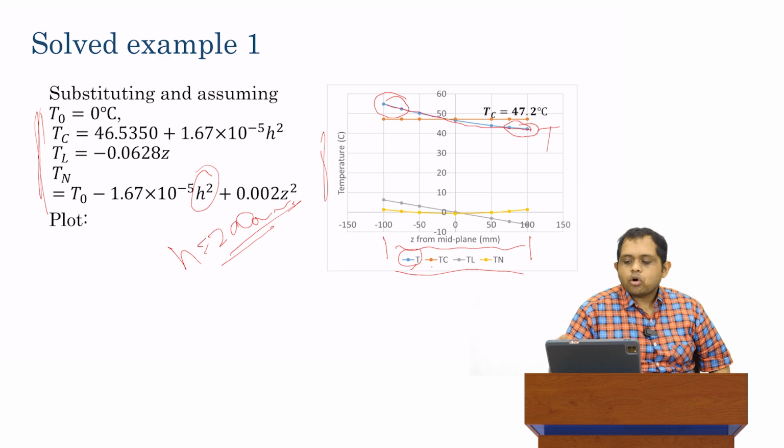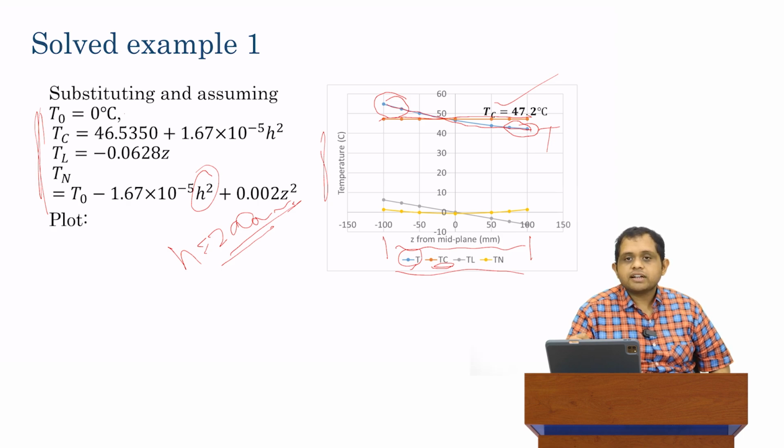Now what I have is I have this orange line over here. This is just a flat line because it's a constant value with respect to Z. So it's just a flat line. This was TC. As it turns out, if you substitute these values in here, TC works out to 47.2 degrees Celsius. Quite a high value if you think about it.